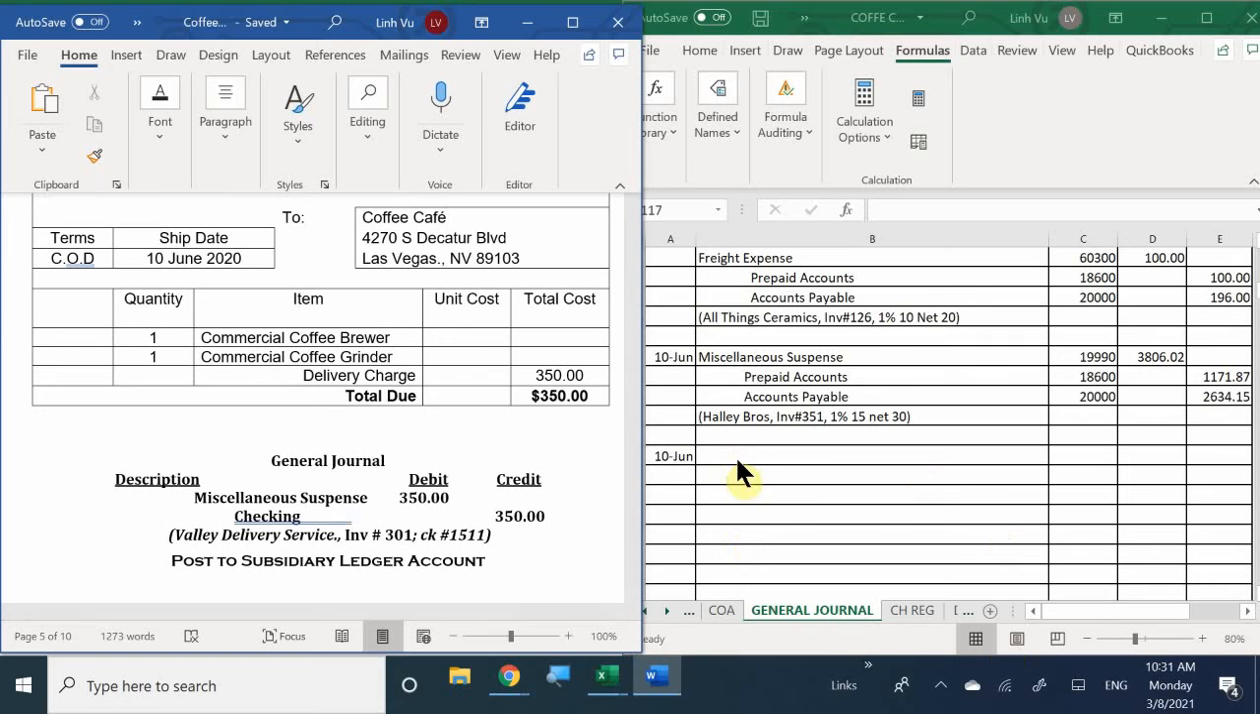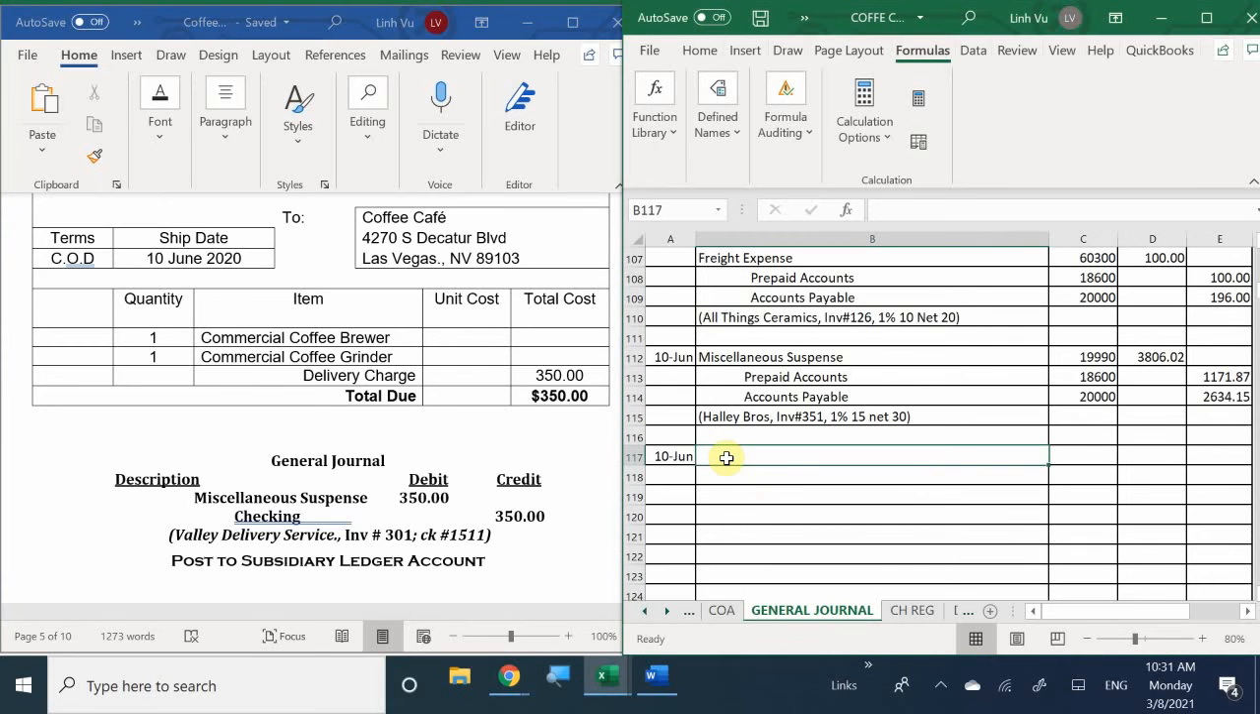So here you go. Again, we know exactly where our items are. We're going to place this in miscellaneous suspense. All right. And we're writing a check because it is COD. Okay. So again, my account for miscellaneous suspense is $19,990, and my checking account is $10,100, and they're both for the value of $350.